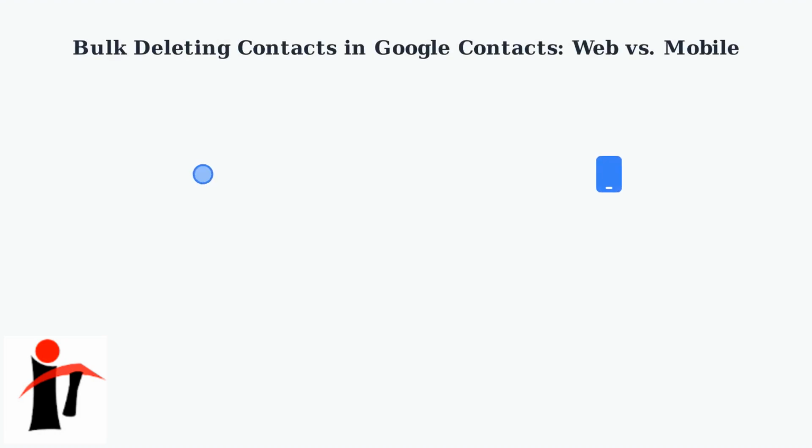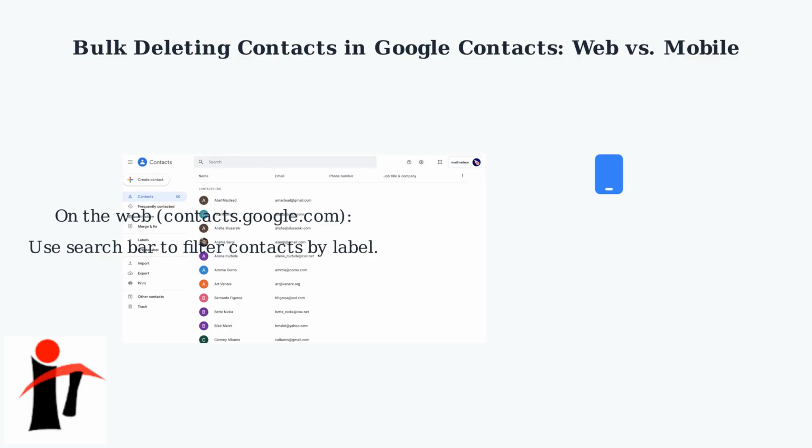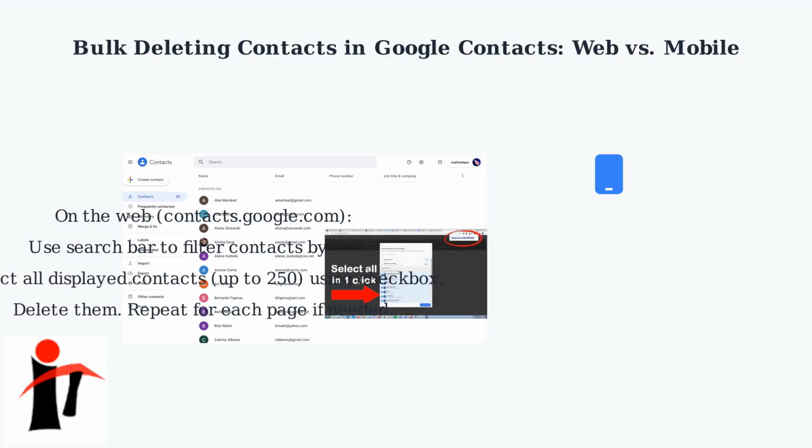As of late 2025, efficiently deleting all or multiple contacts in Google Contacts differs significantly between the web at contacts.google.com and mobile apps on Android and iOS. On the web, you can leverage the search bar to filter contacts, for example by label. Then select all displayed contacts, up to 250 at a time, using the checkbox at the top, and delete them.